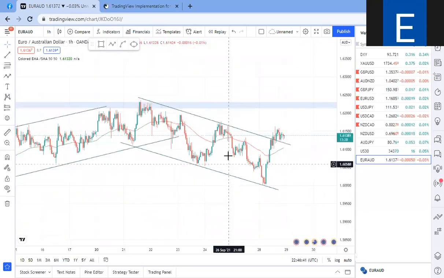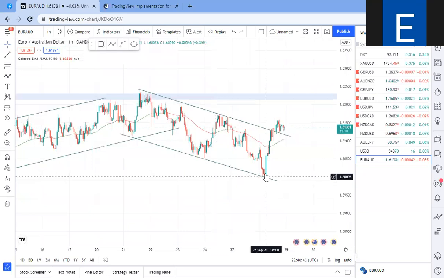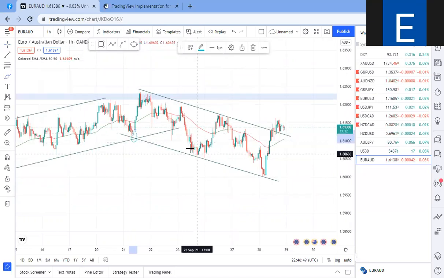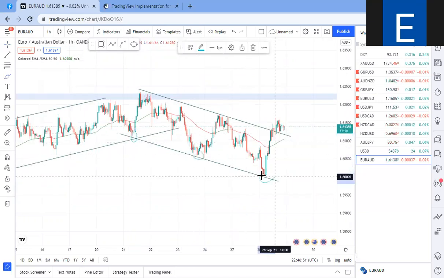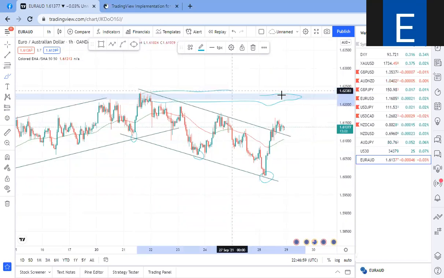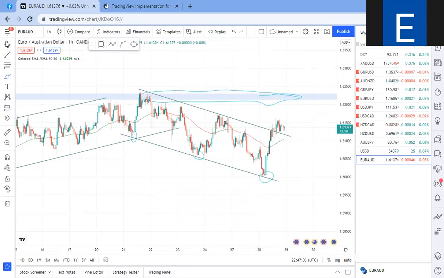If I was to take this trade, I would have taken it at the third touch here. First touch, second touch, third touch. First take profit here, and the second take profit would have been at this level here, as you can see. Second take profit would have been here. But those are the best entry levels.